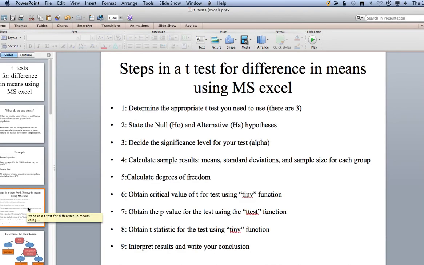First, we'll determine the appropriate t-test we need to use. Then we'll state the null and alternative hypothesis, decide the significance level, and calculate the sample results: sample mean, standard deviations, and sample size for each group. Then calculate the degrees of freedom for the test, obtain a critical value, obtain a p-value for the test, obtain the test statistic for the test, and interpret the results. We'll do all this in Excel.